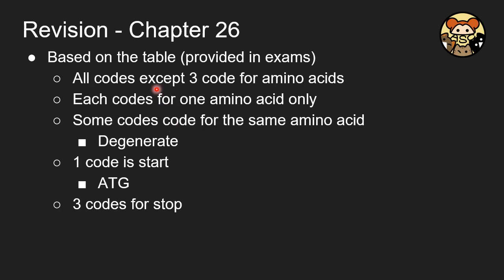And there is a table provided in your textbook, which means that all codes except 3 codes can code for amino acids, and each code codes for 1 amino acid only, while some codes may code for the same amino acid, which means that they are degenerate. So this means 1 or 2 codes may code for the same amino acid, let's say A. And there is only 1 code for the start, that is ATG, and then there are 3 codes for stop.